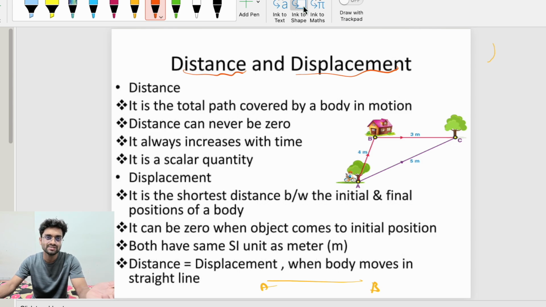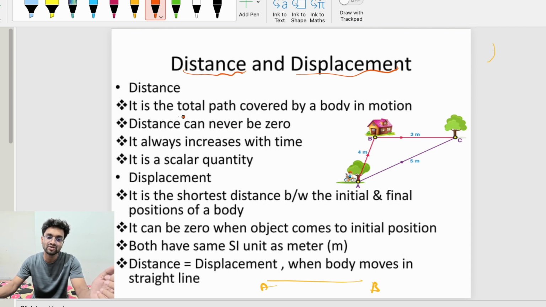Okay, if an object, either a car, a truck, a train, or anything else, is moving from one point to another point, it must trace a path. That path, the length of that path, is the distance.